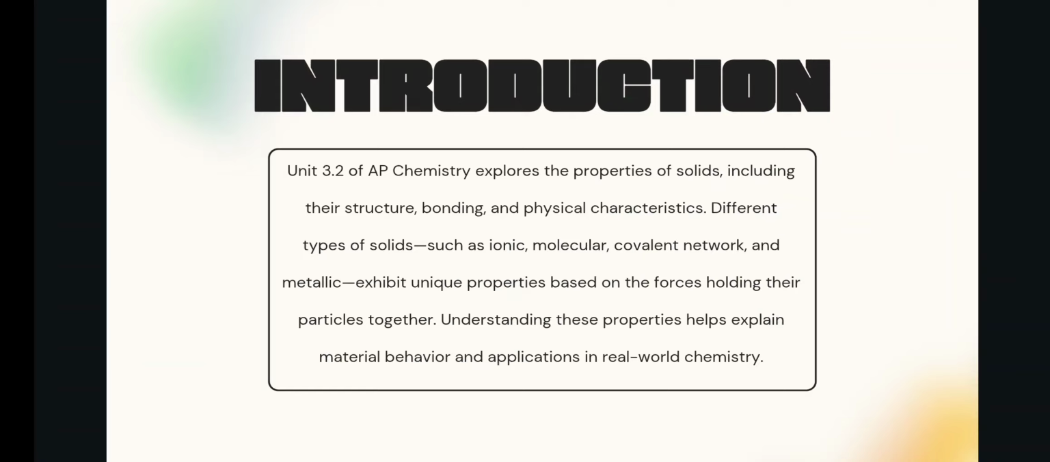Introduction. Unit 3.2 of AP Chemistry explores the properties of solids, including their structure, bonding, and physical characteristics. Different types of solids, such as ionic, molecular, covalent network, and metallic, exhibit unique properties based on the forces holding their particles together. Understanding these properties helps explain metallic behavior and applications in real-world chemistry.